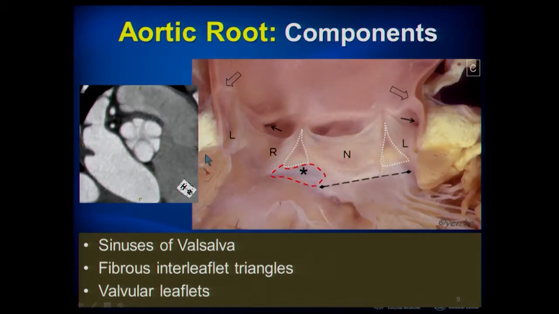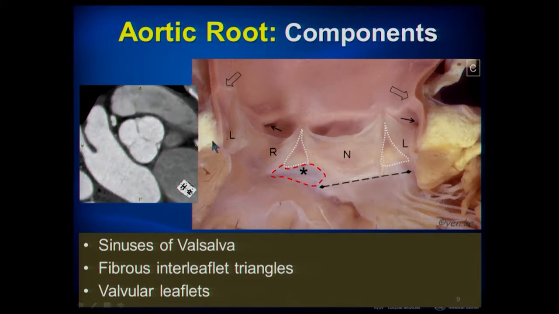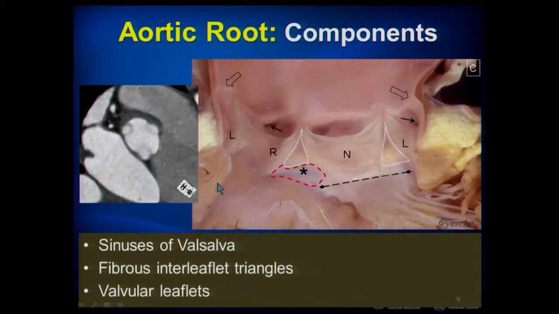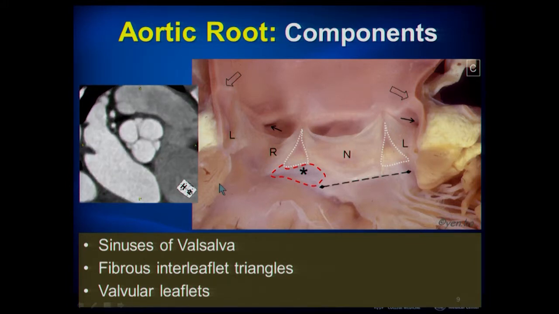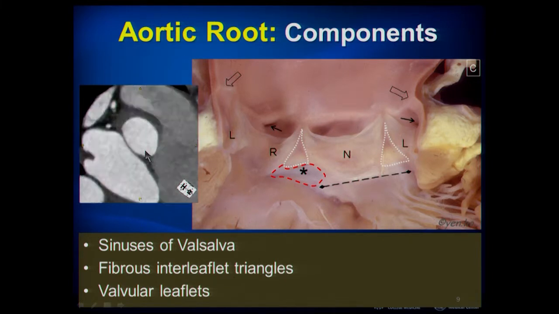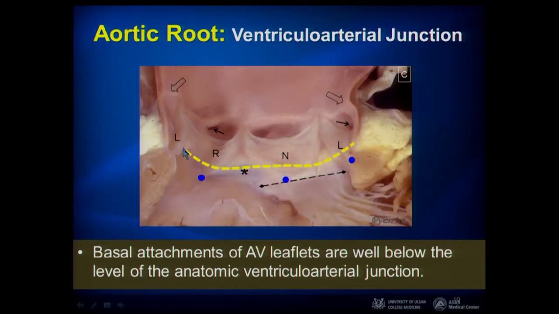Components of the aortic root are the sinus of Valsalva, fibrous interleaflet triangles, and the valvular leaflets themselves. Using cardiac CT, we can evaluate all these components. Basal attachment of the aortic valve leaflet, which are marked as these blue dots, are below the level of the anatomic ventricular arterial junction, this yellow line.